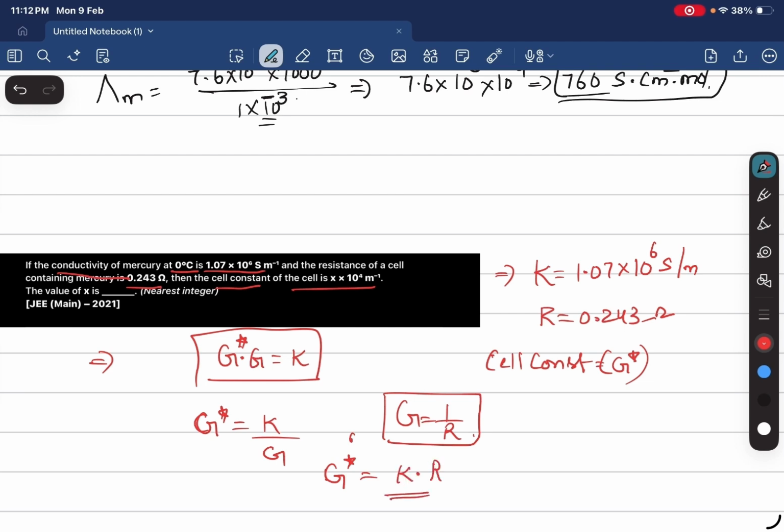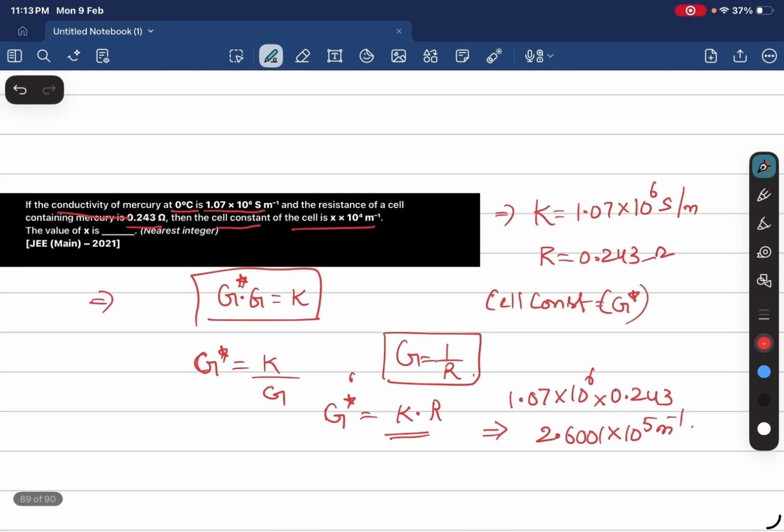So K into R, if you substitute, what you will get is 1.07 into 10 power 6 into 0.243. If you simplify this, you will get 2.6001 into 10 power 5 meter inverse, because it is G star, right? G star unit is L by A, so meter inverse only we will get.